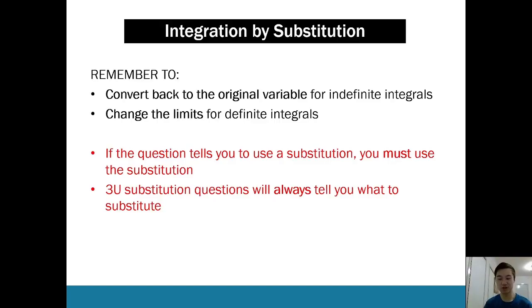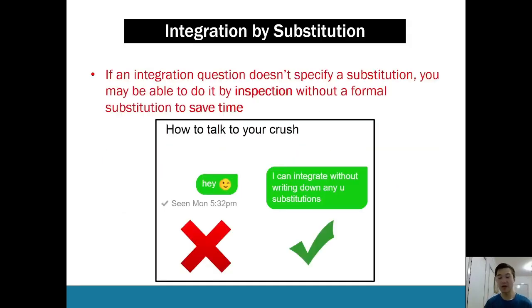Whereas in extension 2, you might be asked to come up with your own substitution. And they won't necessarily have it, so you'll have to write down your own substitution. That's not going to happen in extension 1. However, if an integration question doesn't specify a substitution, you might also be able to do the integral by inspection without a formal substitution to save time. And that involves the use of the reverse chain rule.